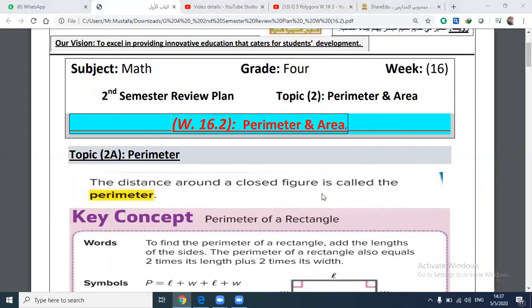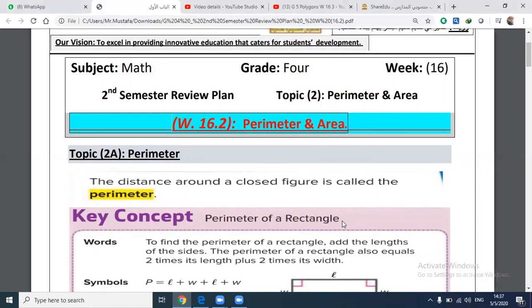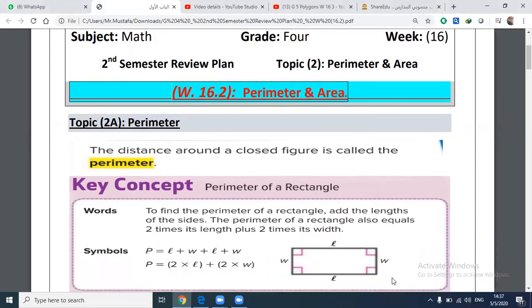We studied already how to find perimeter and area for rectangle and square. Okay, as we see here, the first part.